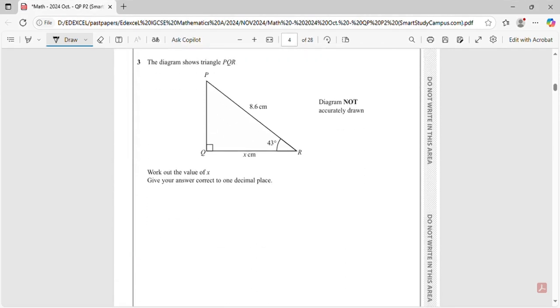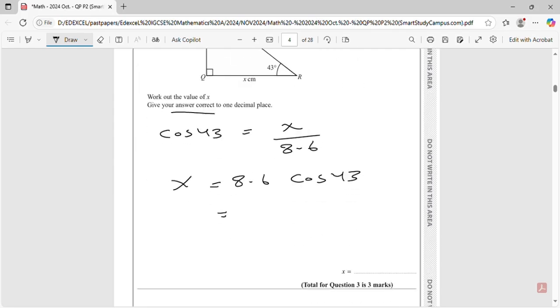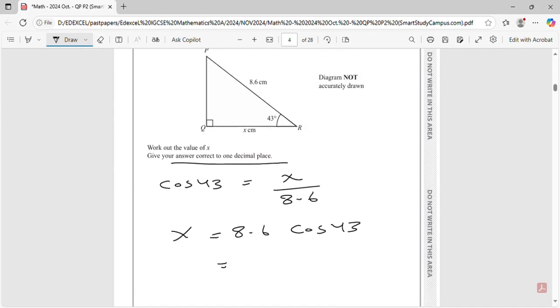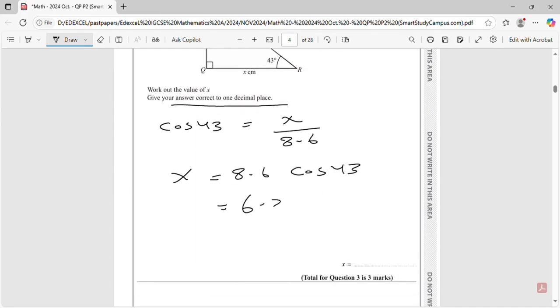Now for the third one, he asked me to work out the value of x. So give your answer correct to one decimal place. As long as this is one decimal place and he asked me for the value of x, I have this angle, I have the adjacent, so I will use cosine. And we know that cosine 43 equals adjacent over hypotenuse. So to find x, it will be 8.6 multiplied by cosine 43. And don't forget, by using the calculator, to correct it to one decimal place. So the final answer will be 6.3.